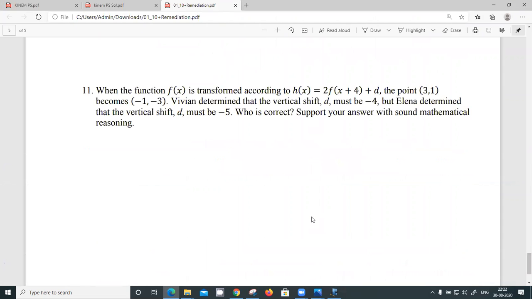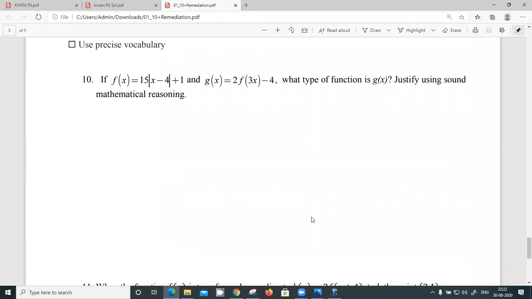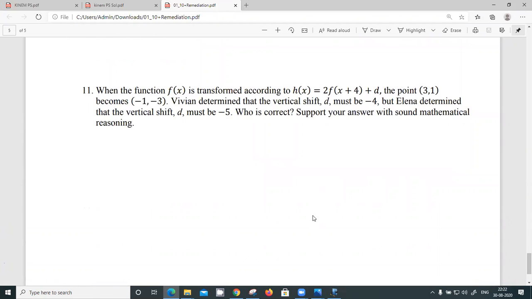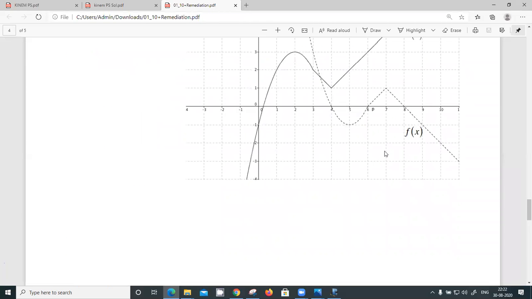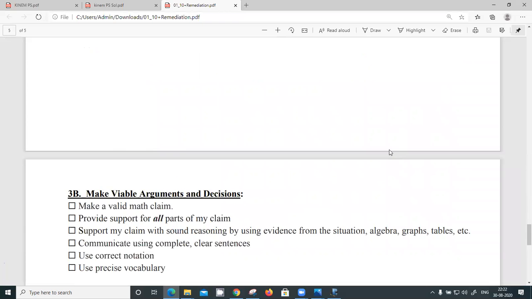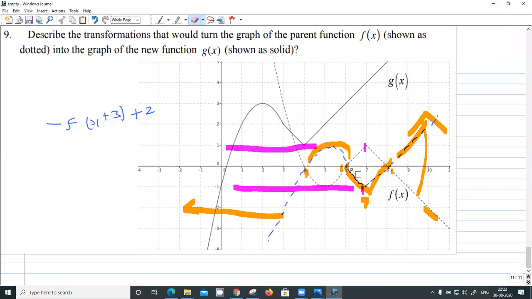I know how to do that. It's an absolute value function. What about 11? Elena is right. I know how to do this one. Okay, x plus 4 is getting shifted left by 4. And then it's moving up by d. So I think you can try. So it's done. Yeah, that's it. Any other question?